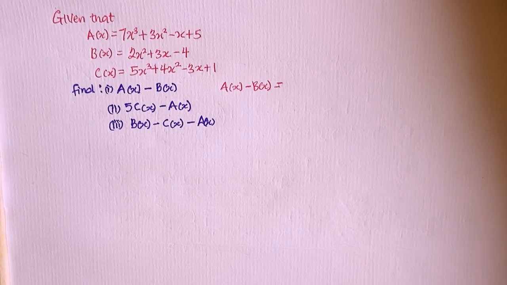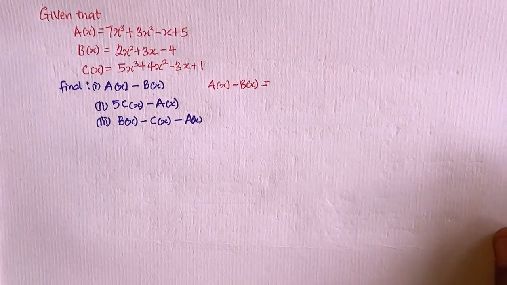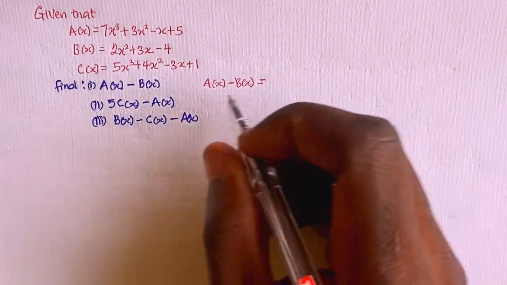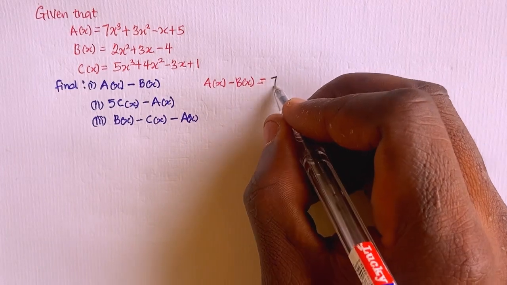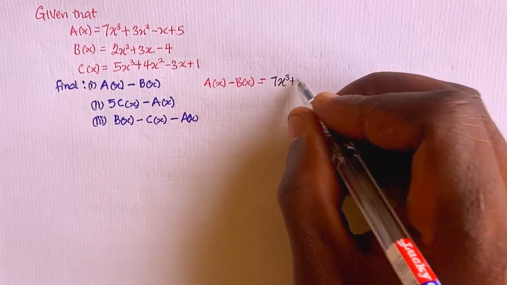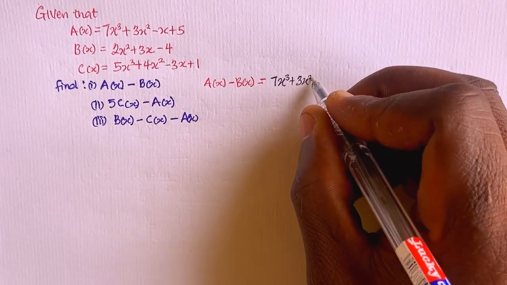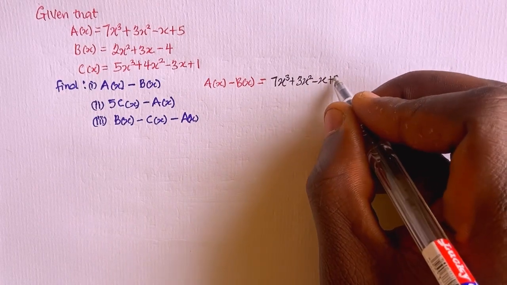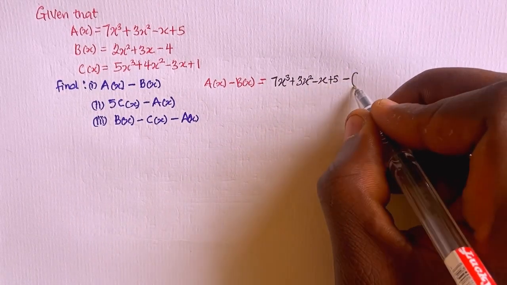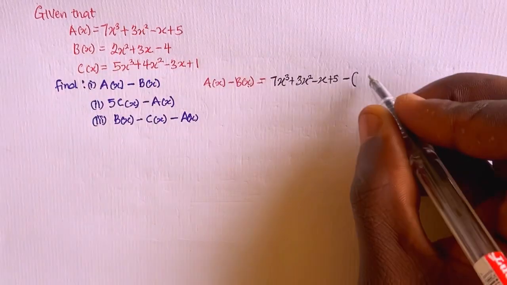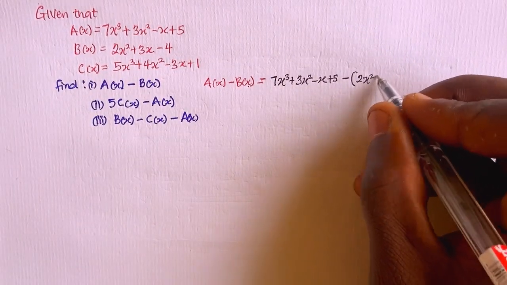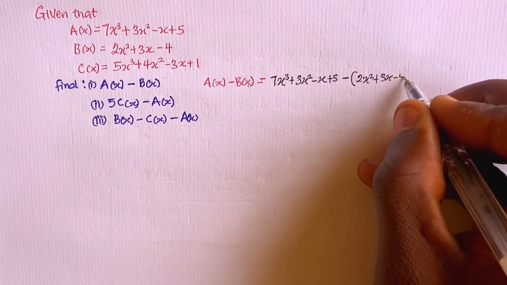So here I'm going to have it to be 7x to the power of 3 plus 3x squared, right? Then minus x plus 5. Then I'm asked to subtract this from what? My b of x, which is what? This 2x squared plus 3x minus 4.